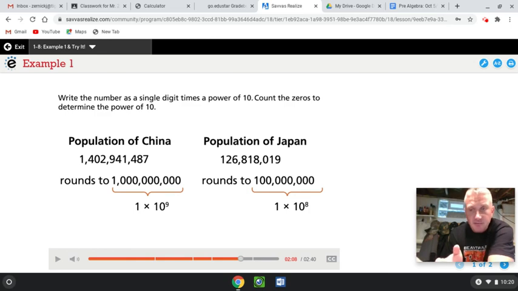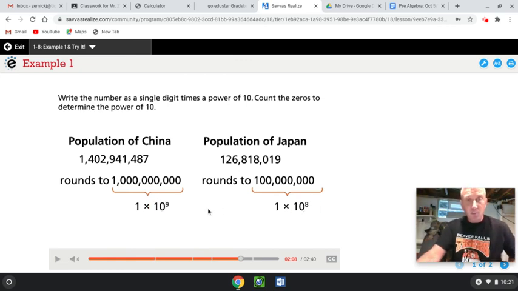We don't have to be perfect. We're not adding or subtracting anything. We just want to know which one's bigger. This power of 10 right away tells us that the population of China is greater than the population of Japan.